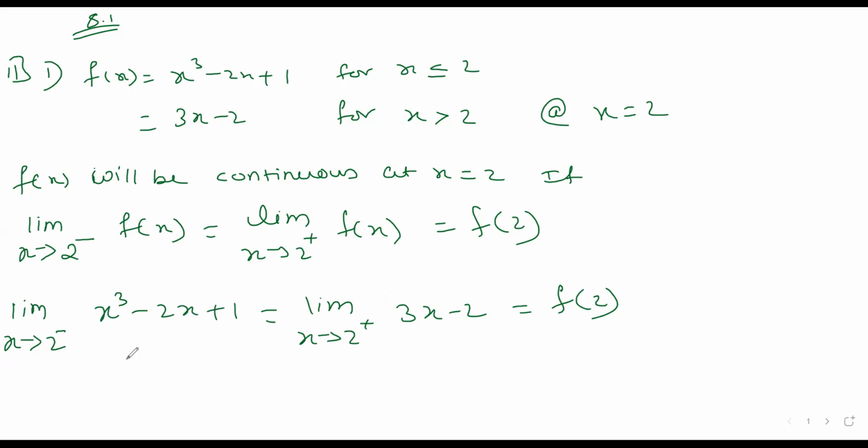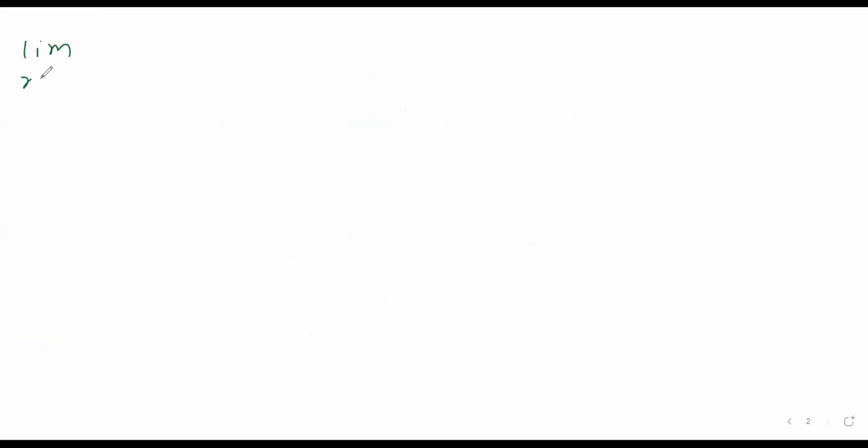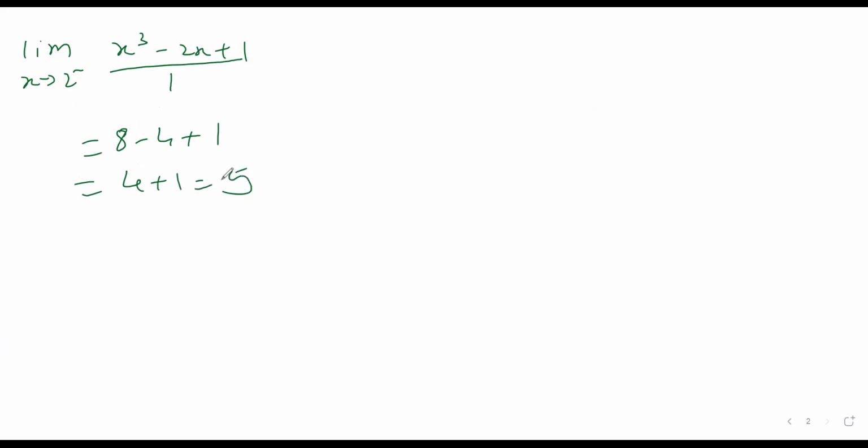So here, I want to evaluate limit x tends to 2 minus x cube minus 2x plus 1. If I put x is equal to 2, is anything becoming 0? No. The denominator is not becoming 0. So 2 cube, that is 8, minus 2 into 2, 4, plus 1. 8 minus 4 is 4, plus 1, your answer is 5.